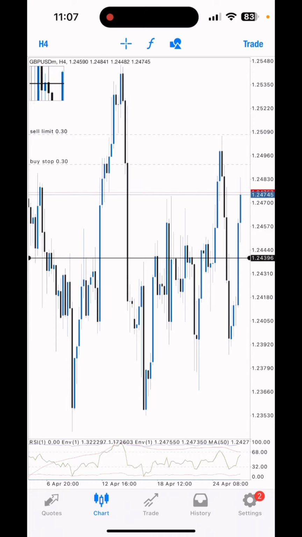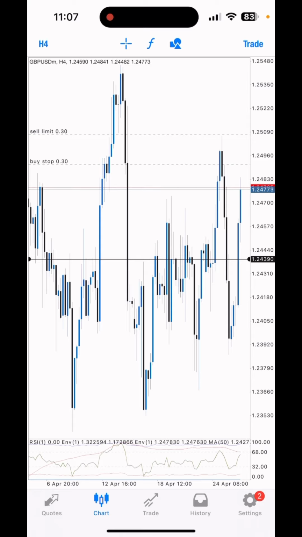So this place that I feel is the best point to enter, I'm going to set a sell stop. Do you understand it now? It's just the opposite. The sell stop is the opposite of buy stop. Sell limit is the opposite of buy limit. Very, very simple.